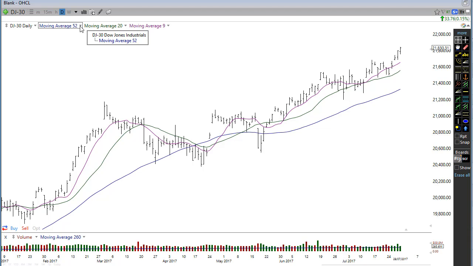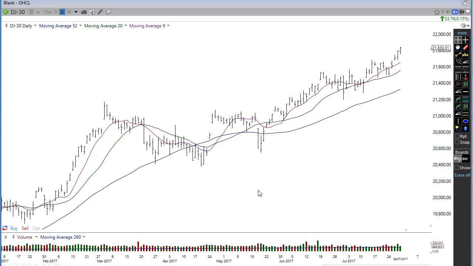Now, 52 is like a 2 month moving average, because there's roughly 60 days. The 20 is like a 1 month moving average, and the 9 is like a weekly moving average. You know what I mean?